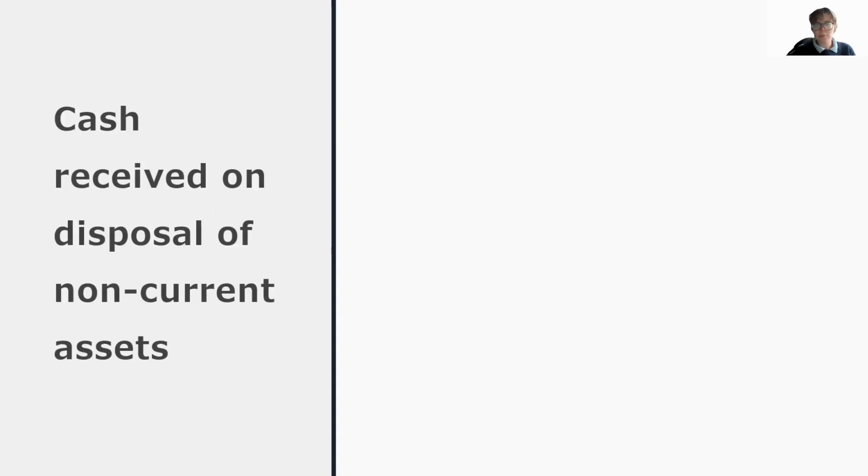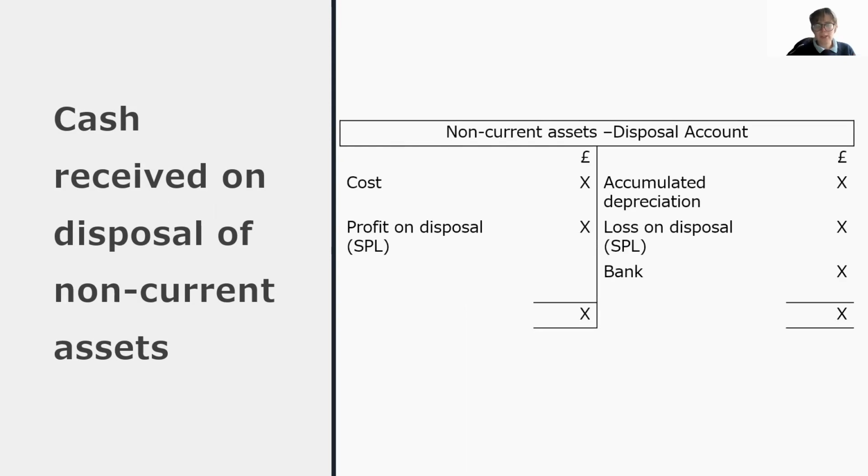Cash received on the disposal of non-current assets. So again, using the T account, you would have your cost of the non-current asset on the debit side, how much you actually paid for it, and you would offset that against your accumulated depreciation, putting that on the credit side for the amount of time that you have owned that asset. If you have a profit on disposal, that would also go on the debit, whilst the loss on disposal belongs on the credit side. We can then find a balancing figure with the bank, putting that to the credit side as well.